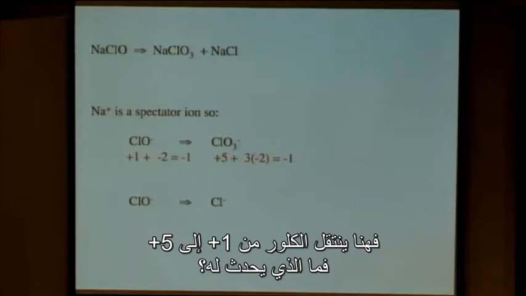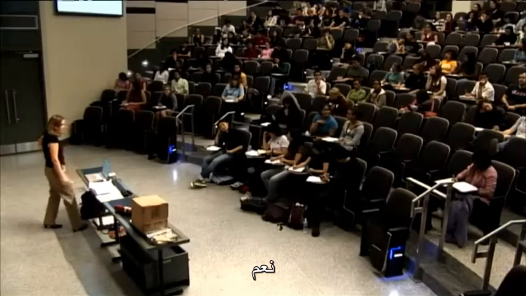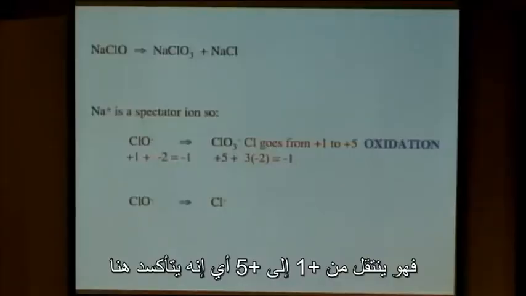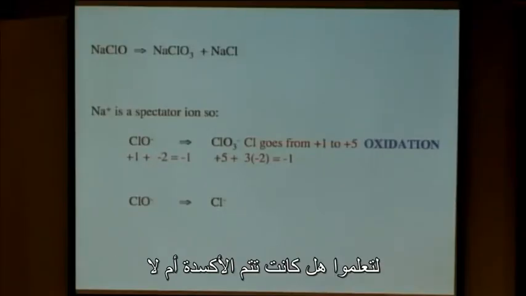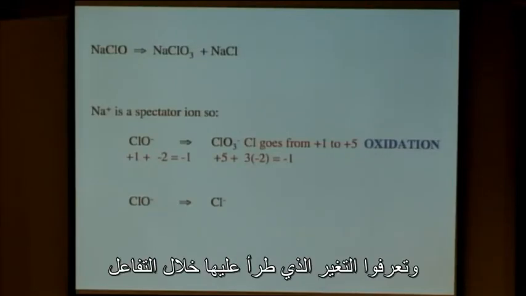So what's happening to it? Is it being oxidized or reduced? Oxidized. Yep. So it's going from +1 to +5. So we have an oxidation going on. So to tell whether something is an oxidation or not, you need to figure out what the oxidation numbers are and then see what's changing in the course of that reaction.